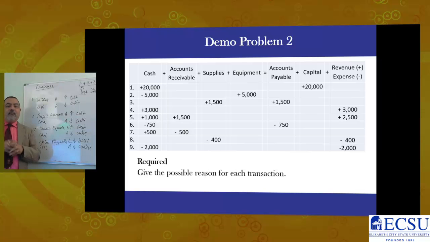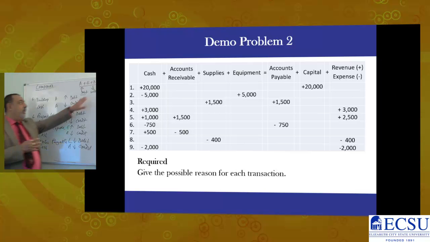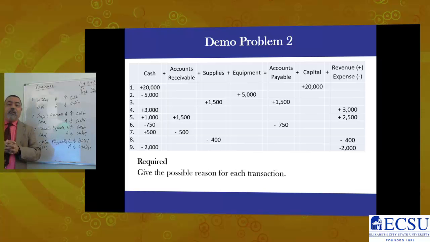Number 6, you can see minus 750 and minus 750 in what I call cash. So if you see a minus in cash, that would mean the cash is decreasing. And why is it decreasing? Because I paid off some accounts payable. So accounts payable was paid in cash. Next is number 7. I received cash 500 because cash is plus, minus receivable. So that would mean I would have received $500 from my customers who owed me some money. So that is going to be 7.